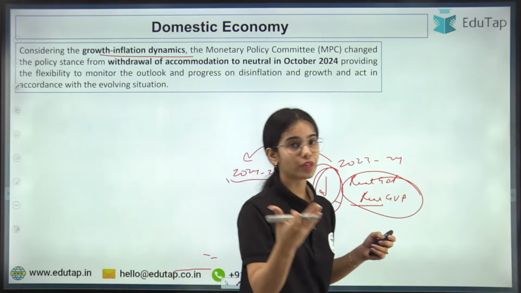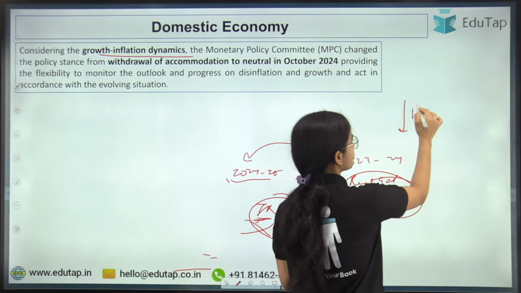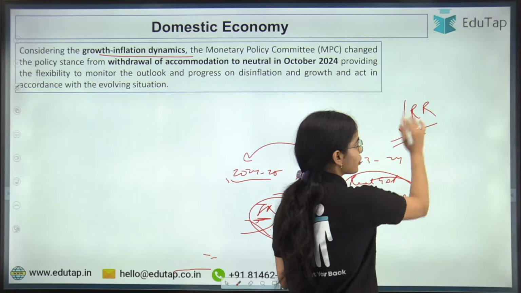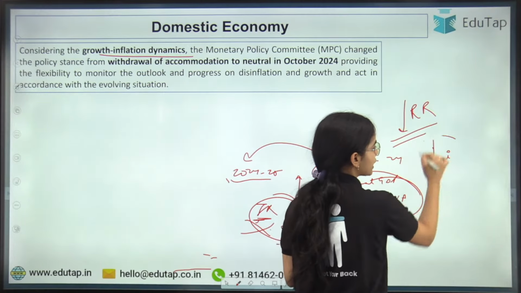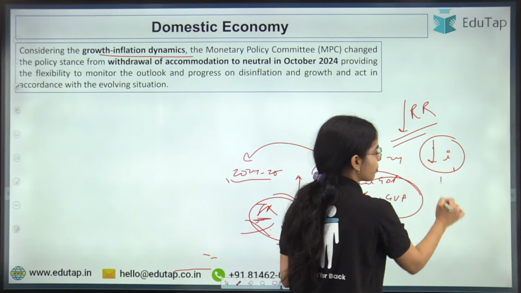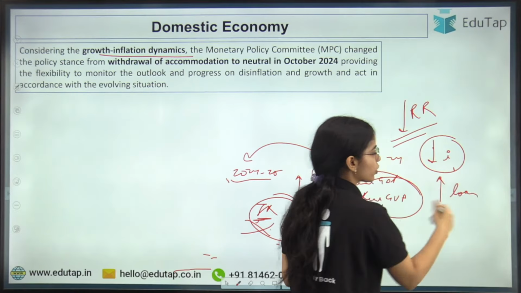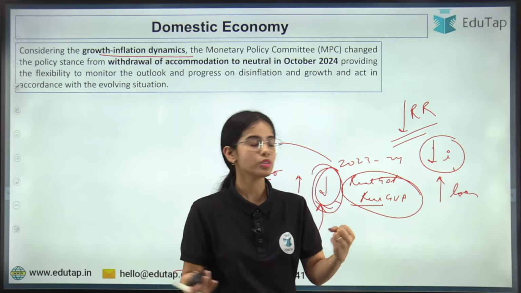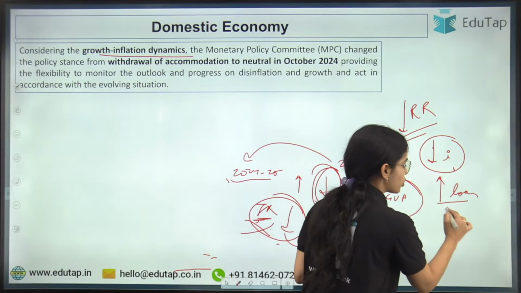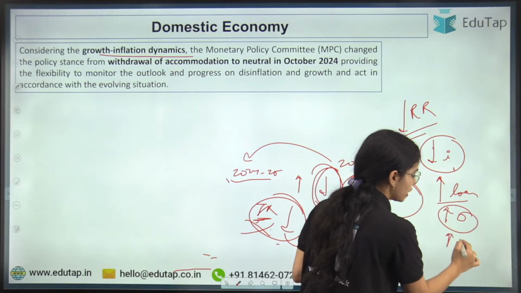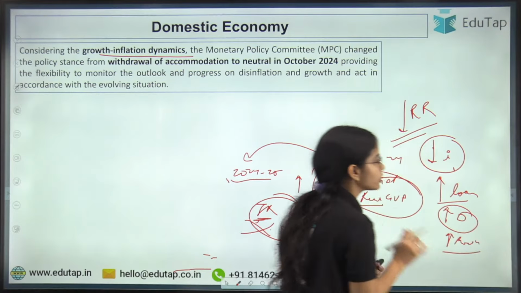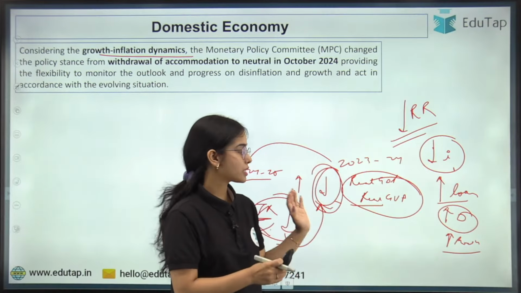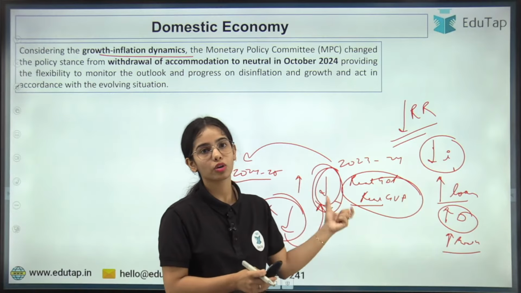Now for growth, what needs to be done? The repo rate needs to be reduced, because with a lesser repo rate, there will be a lesser interest rate in the economy. With a lesser interest rate, more loans will be taken, more car loans and home loans. People tend to take loans, and with more loans, there will be more demand. With more demand, there will be more production. So now the MPC started focusing on growth.